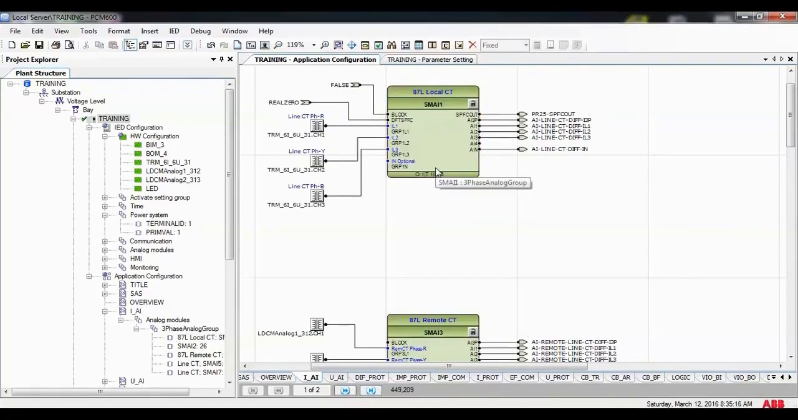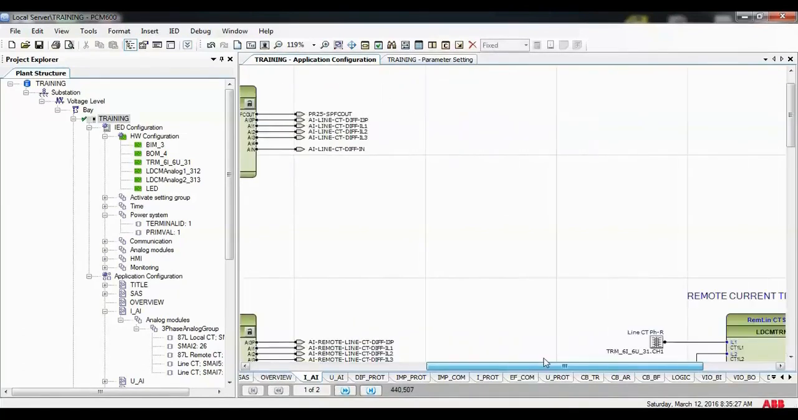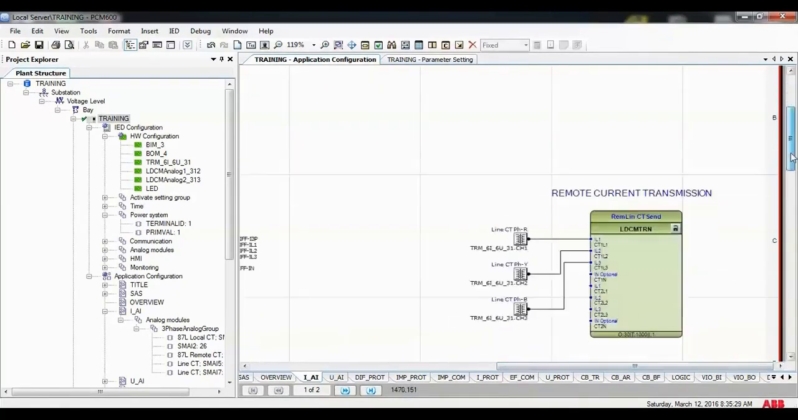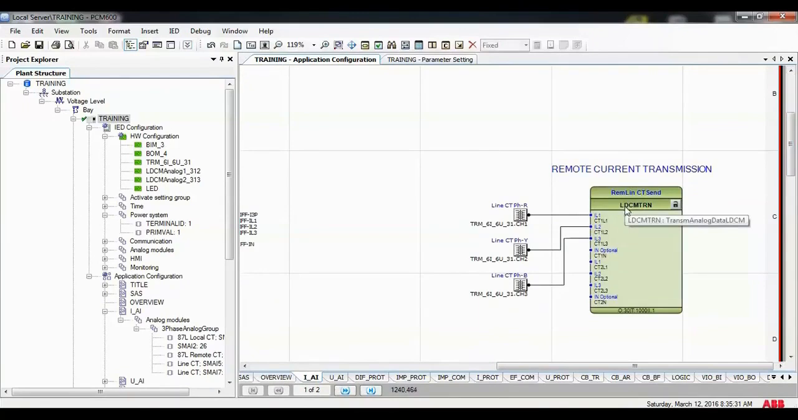Then we live in the differential. The differential now, for example, if you have a double passport single breaker, then you have only one set of cities. You use the signal matrix logimbo. You cut channel 1, 2, 3 on it, and you use the LDCM TRN, which is the line differential communication module transmit. There, you also put channel 1, 2, 3 on it to send them.